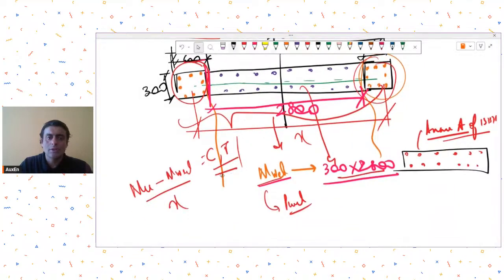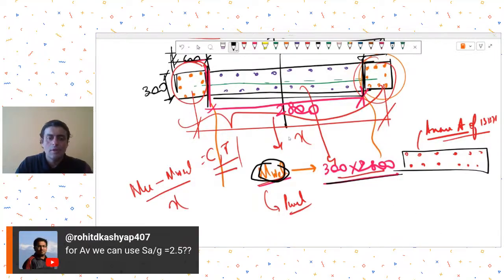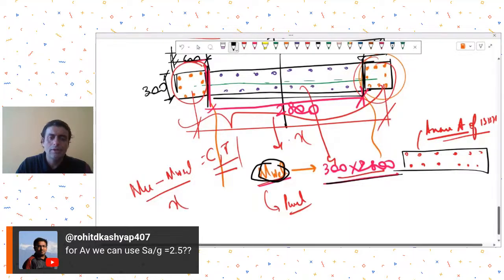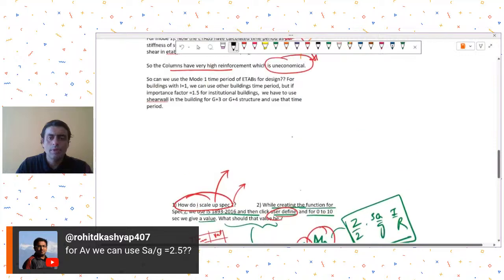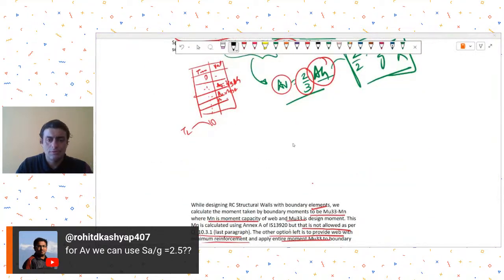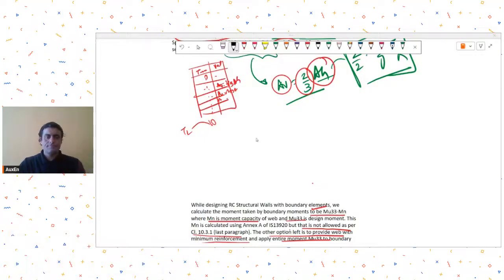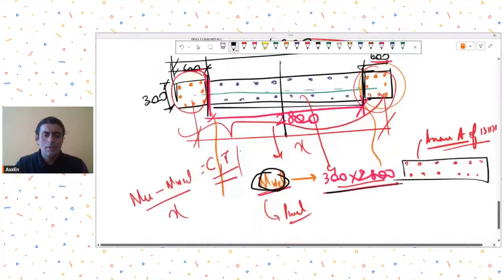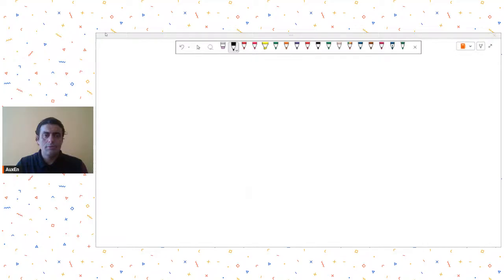So short answer to your question is that when you want to calculate the M web, you just consider the web dimension only, and then use the annexure A to calculate the moment capacity of the web. Okay. Mr. Rohit is asking, for AV, can we use SA by G as 2.5? You may, if you want to be on the conservative side, you may use SA by G as 2.5. Okay, so this was Engineer Manish with his query.